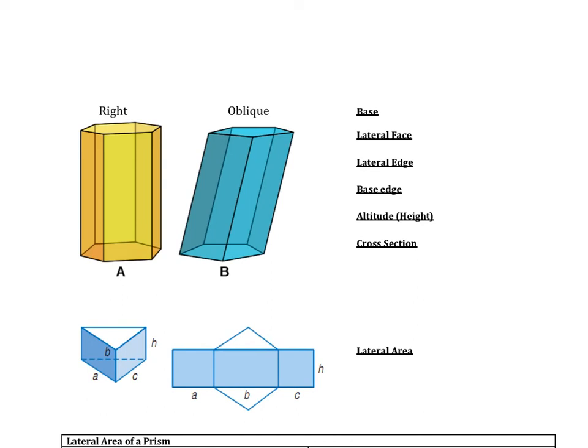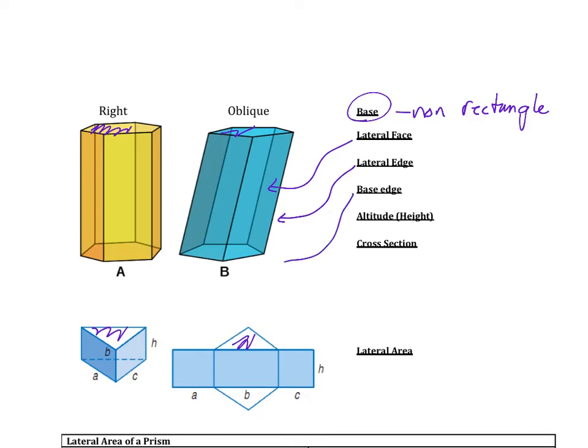So if I look, a base is going to be considered these or this or this. It's usually a non-rectangle shape. Usually. Every once in a while it might be. A lateral face would be considered one of these, okay? Just like a rectangle on the side. A lateral edge would be considered a line. A base edge would be considered a line on the base.